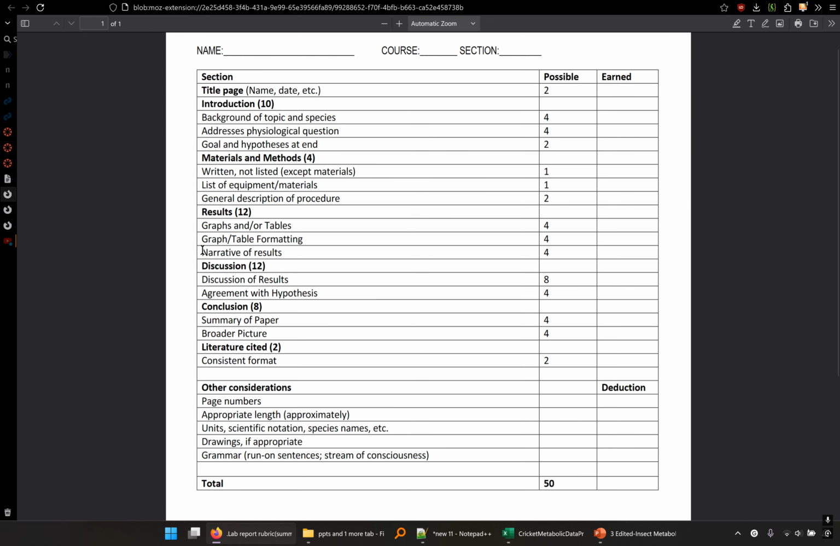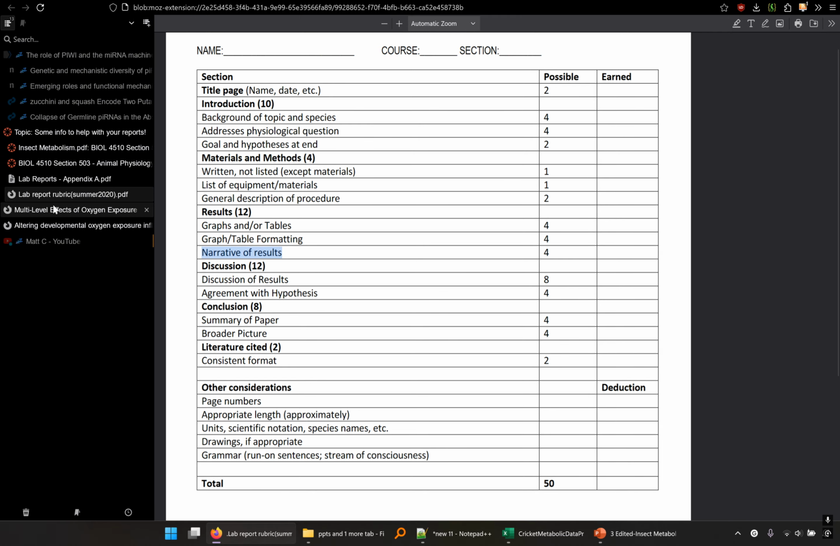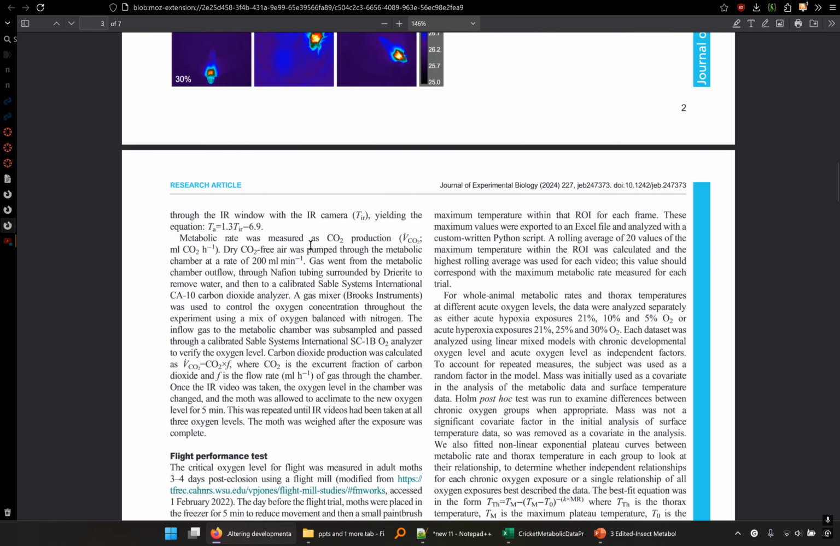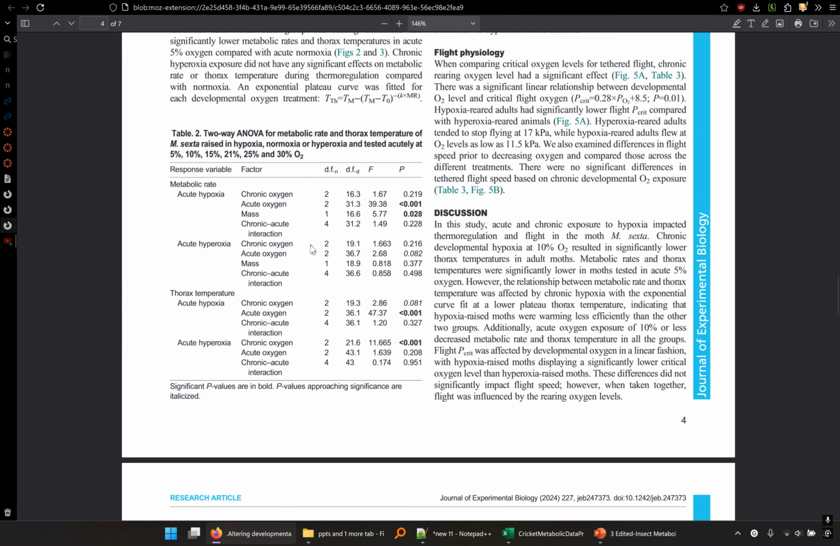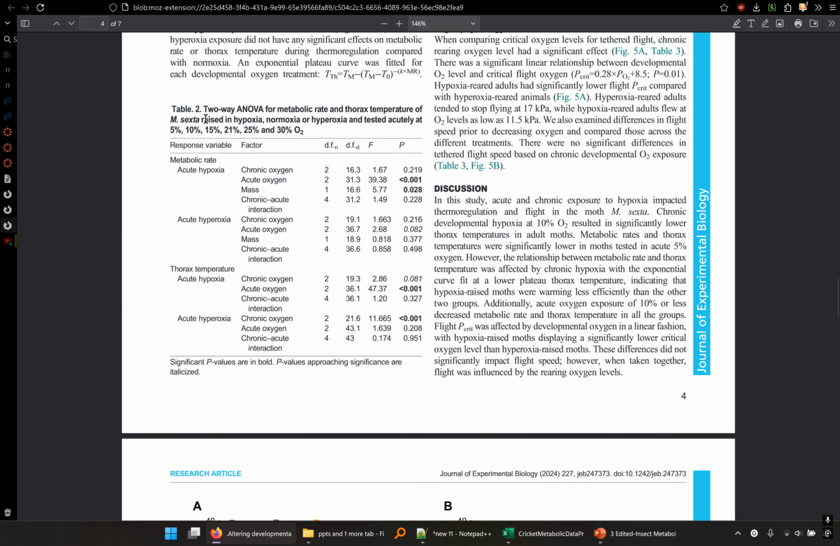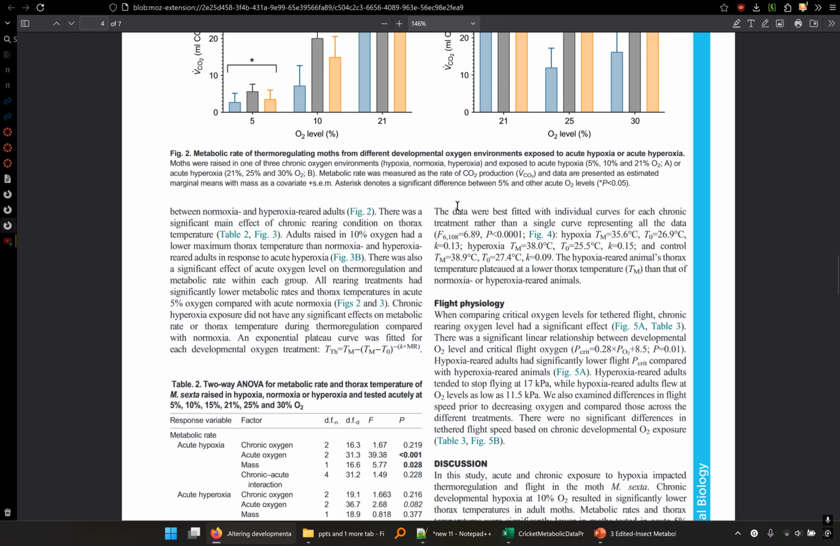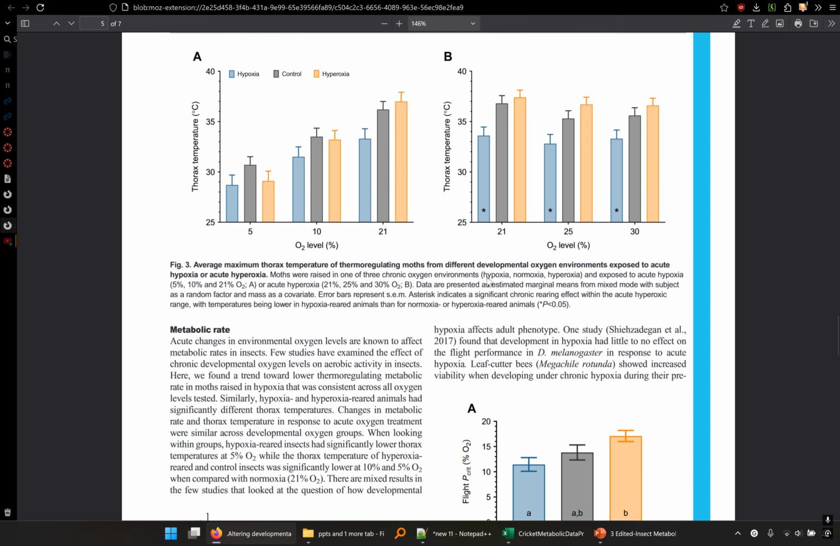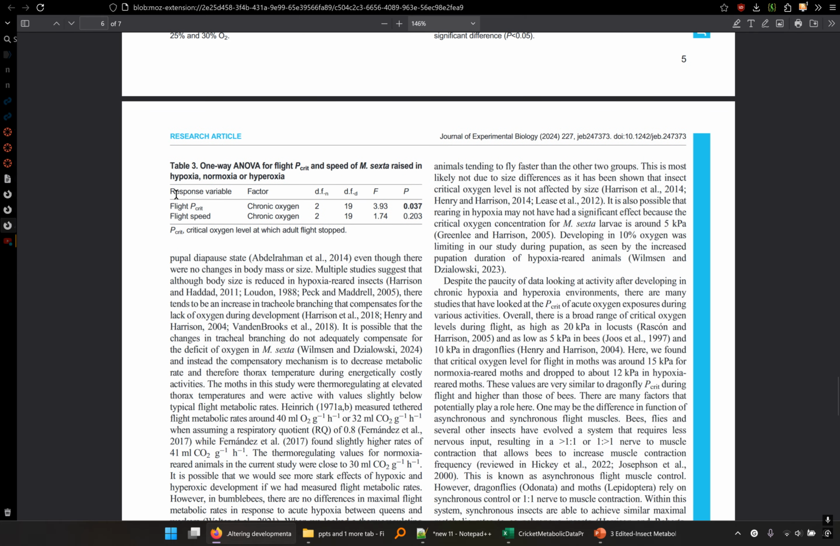And then narrative of results. This is separate from your actual results. So if you look at an actual experiment, you can see, well, first of all, these are statistical tests, and that's how you would report it in the same way. You would include a table, and then you would include a description of your table and results for that. A better view of that would be this ANOVA.